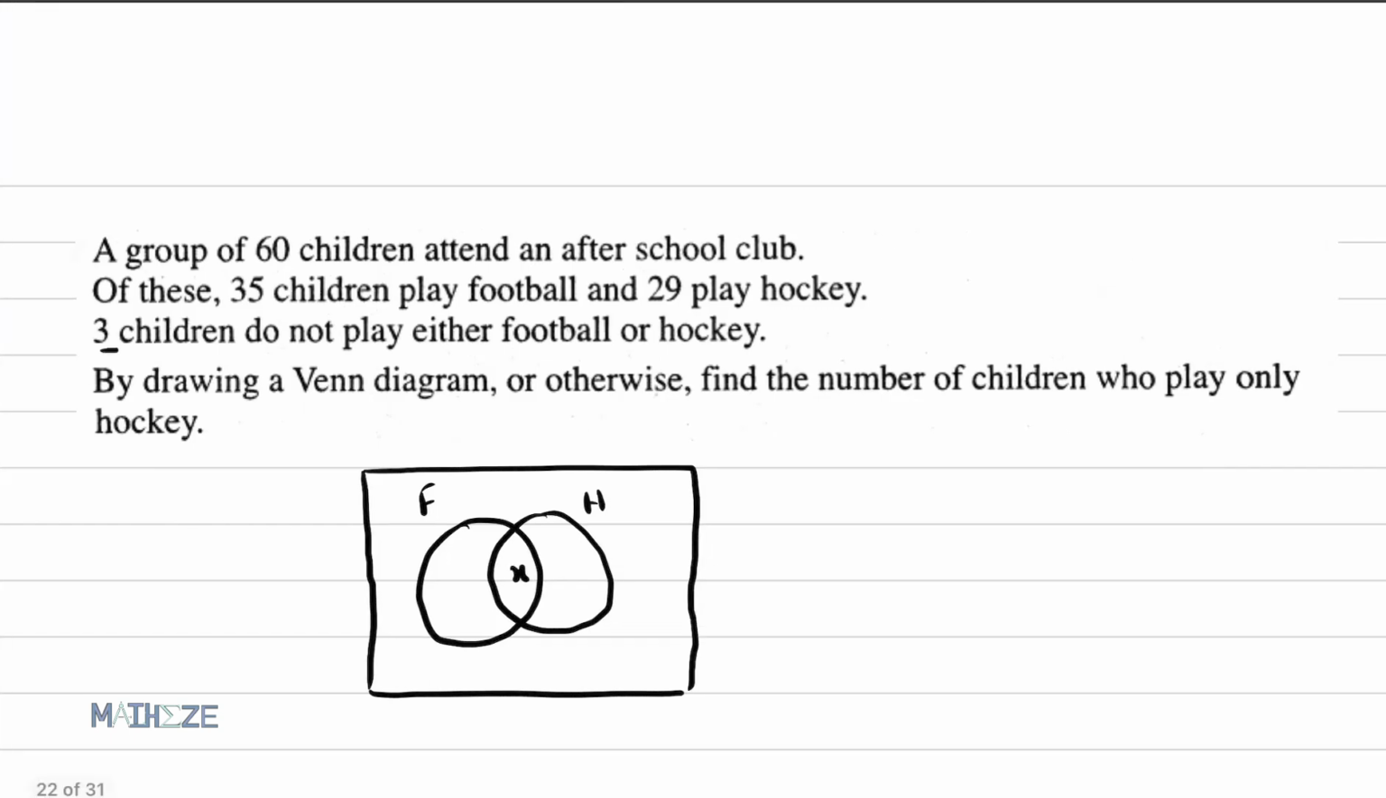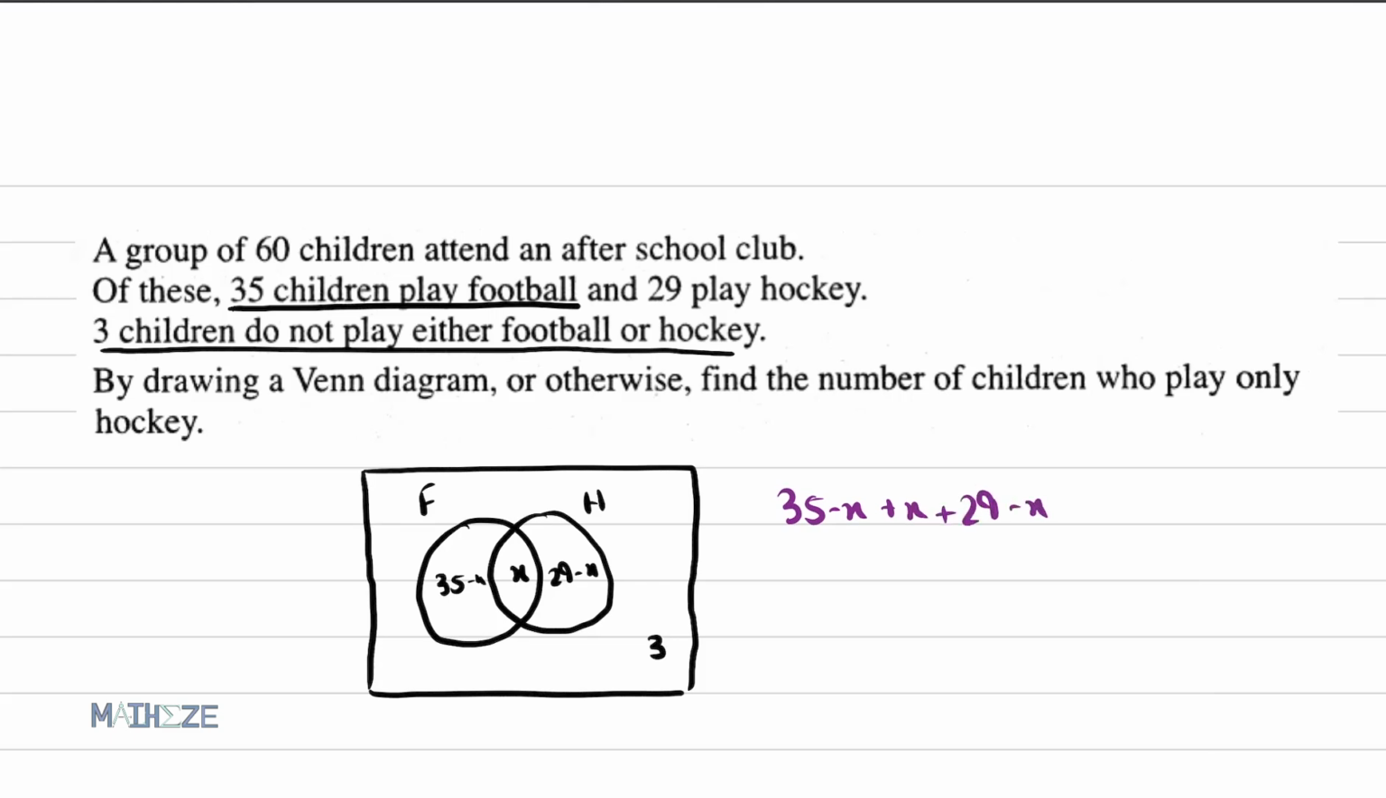It says three children do not play either football or hockey. So 3 is going to come outside. How many people play football, guys? 35. So this will be 35 minus x. And hockey will be 29 minus x. Let's add 35 minus x plus x plus 29 minus x plus 3 is equal to 60.